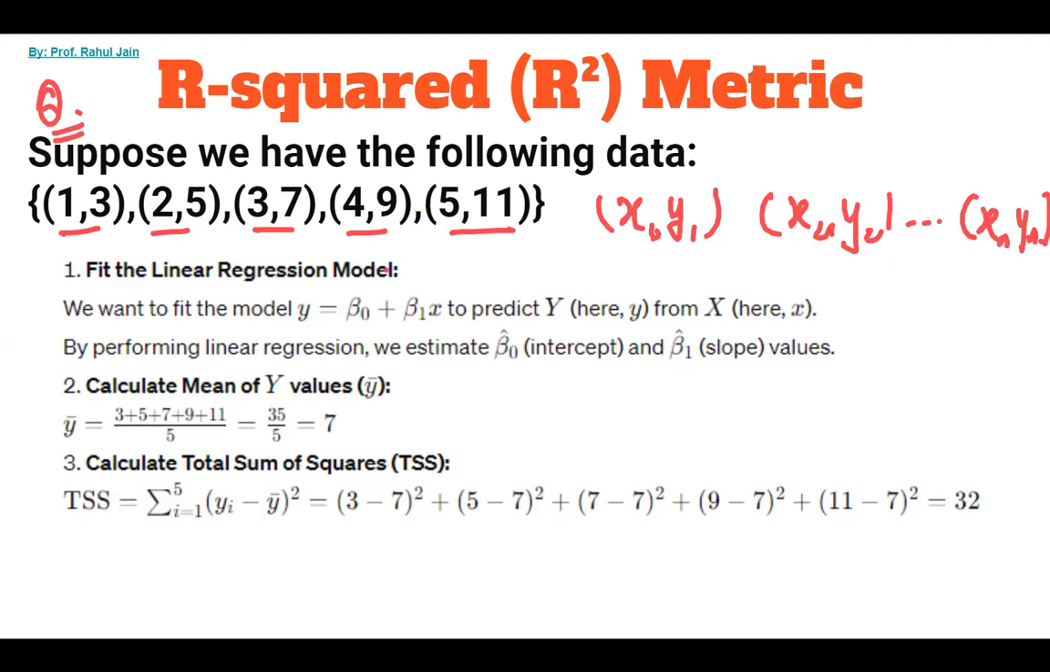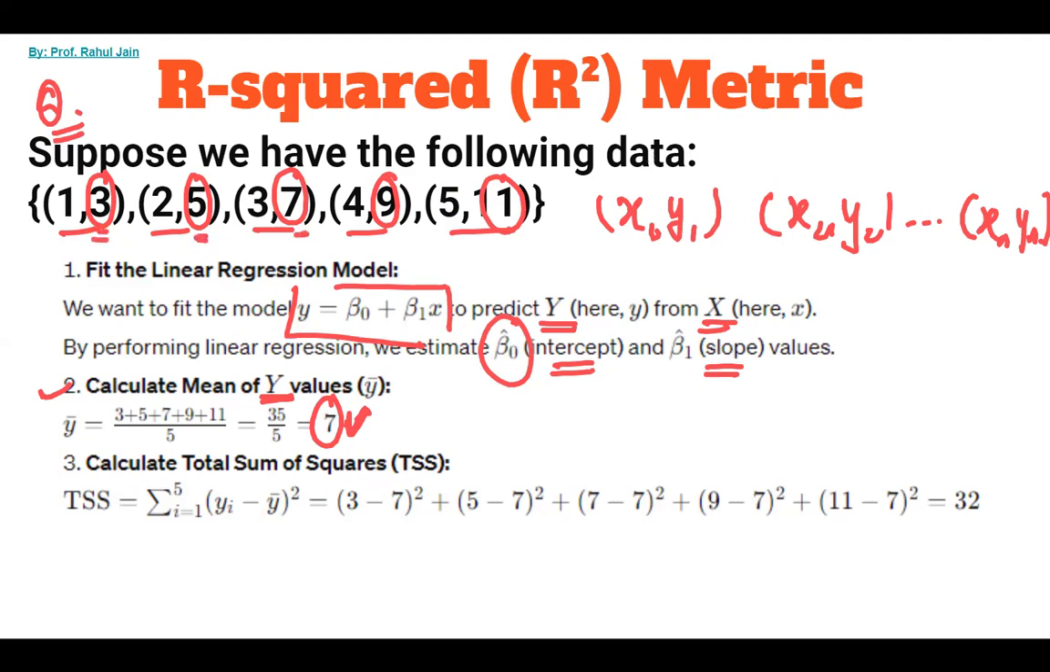Now we need to fit the linear regression model, that is y equal to beta naught plus beta 1 x, to predict y from x, right? So by performing linear regression, we can estimate the beta naught, that is the intercept, and beta 1, that is the slope values. Now, step 2 is we need to calculate the mean value of all y values, that is 3 plus 5 plus 7 plus 9 plus 11 divided by 5. That is, we are going to get 7. The average value of y is 7.